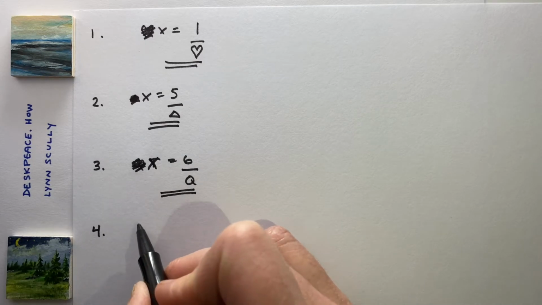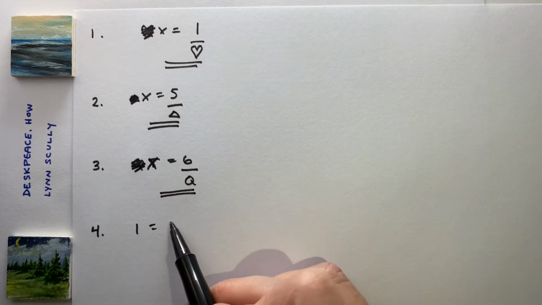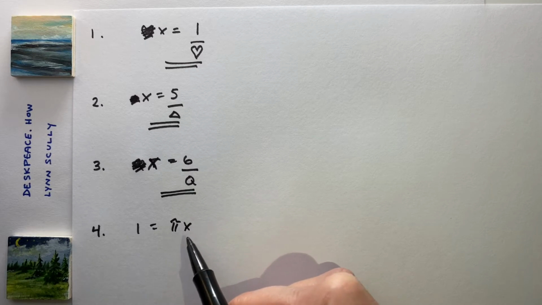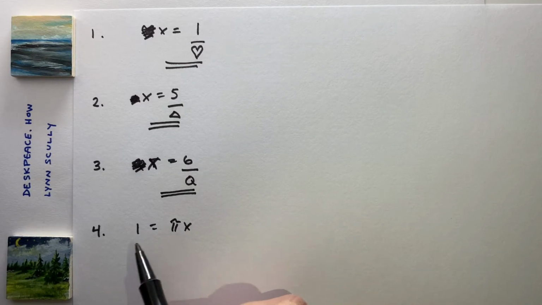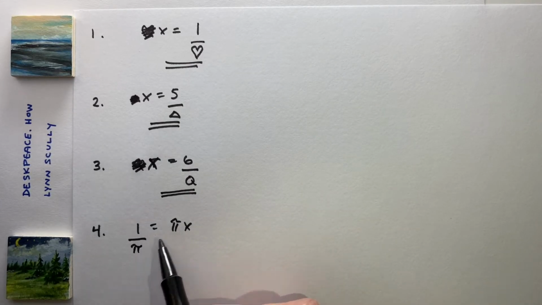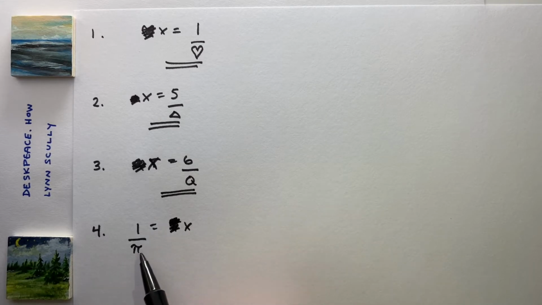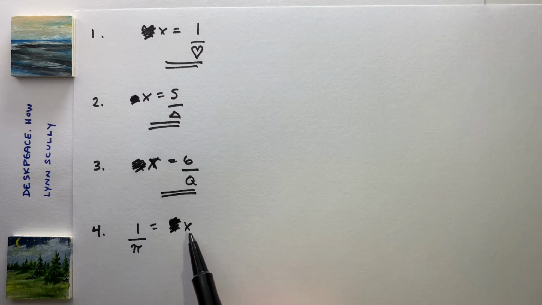Number 4, 1 equals pi x. Pi is attached to my x by multiplication. Move it by division to the other side of the equal sign. Pi does have a value, but in this case, we don't care. Our goal is to get x alone, and I've done that.